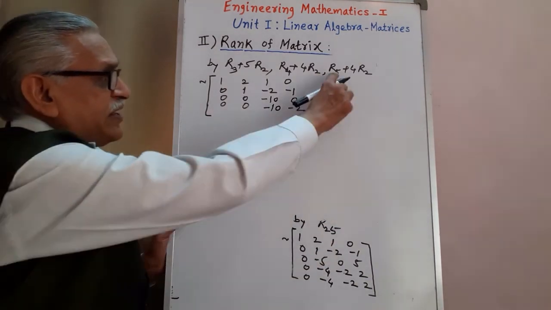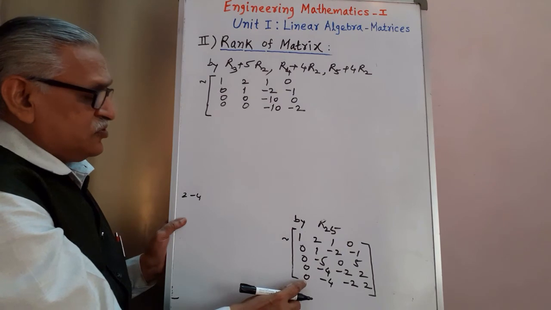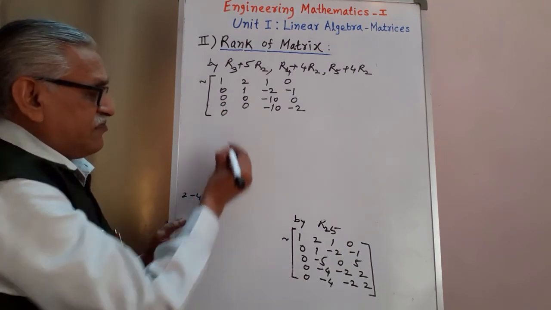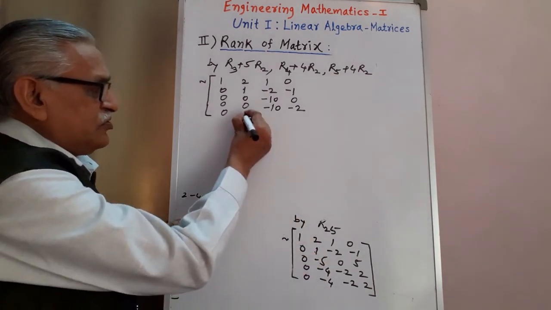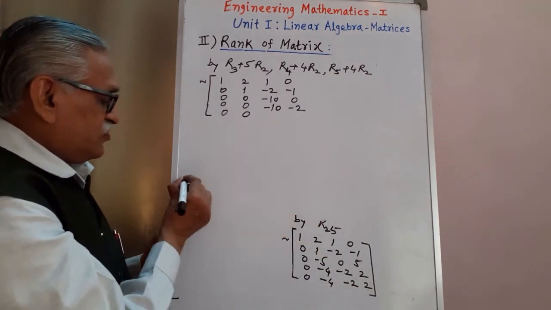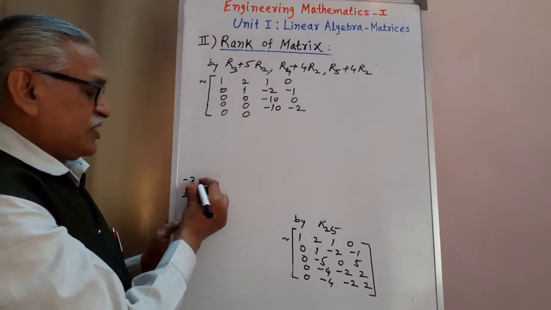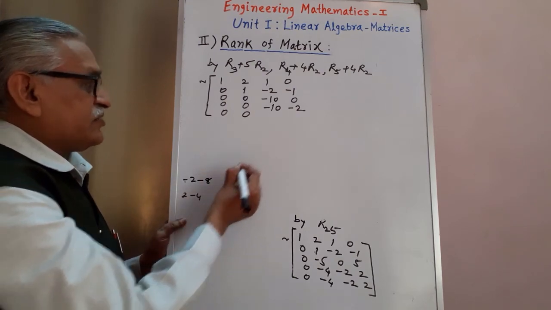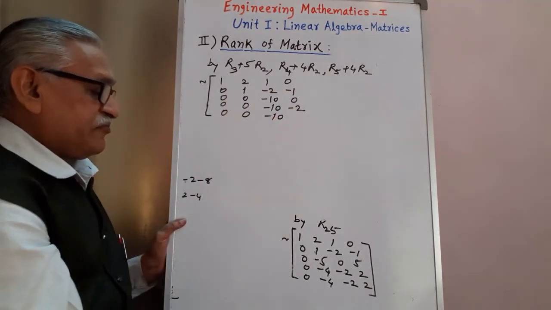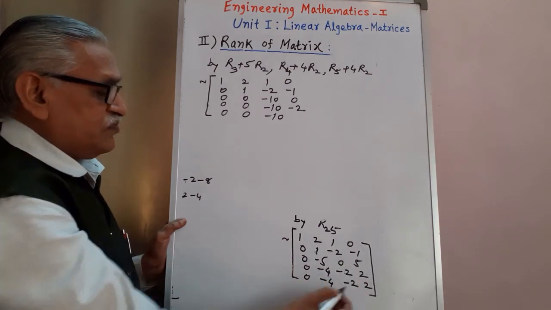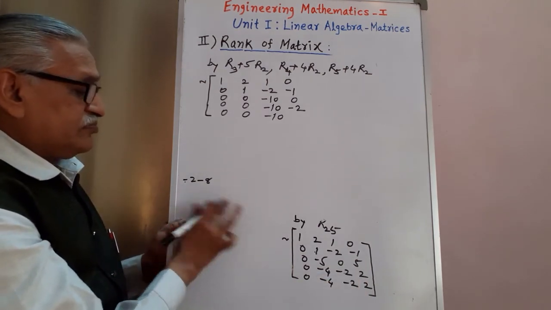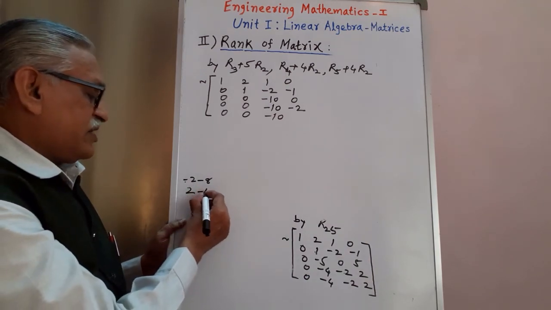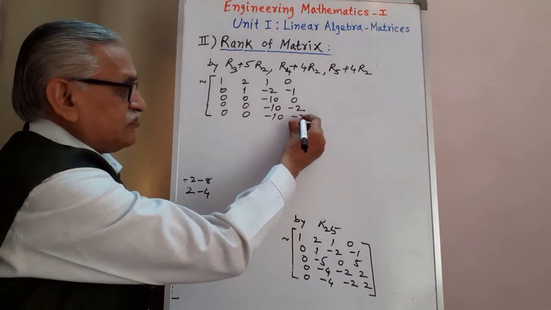Next, applying this R5 plus 4 times R2, 0 plus 4 times 0, minus 4 plus 4, 0, minus 2 plus 4 times minus 2, 4 times minus 2 means minus 8, minus 2 minus 8, we get minus 10, and 2 plus 4 times minus 1, 2 minus 4, we get minus 2.